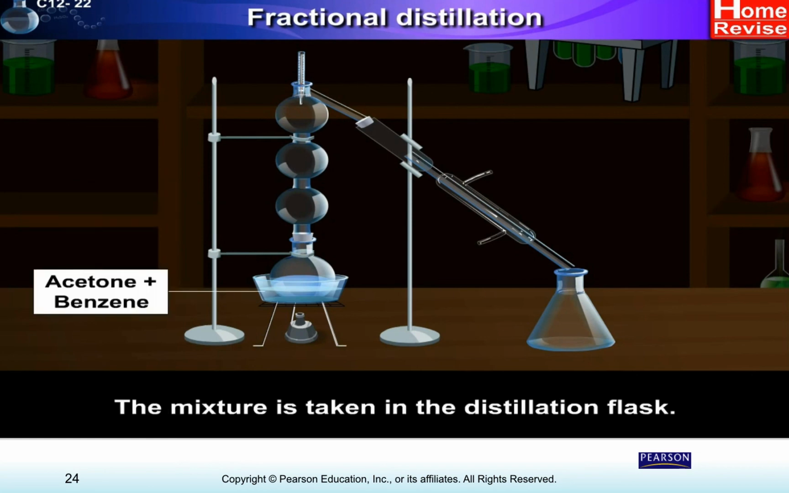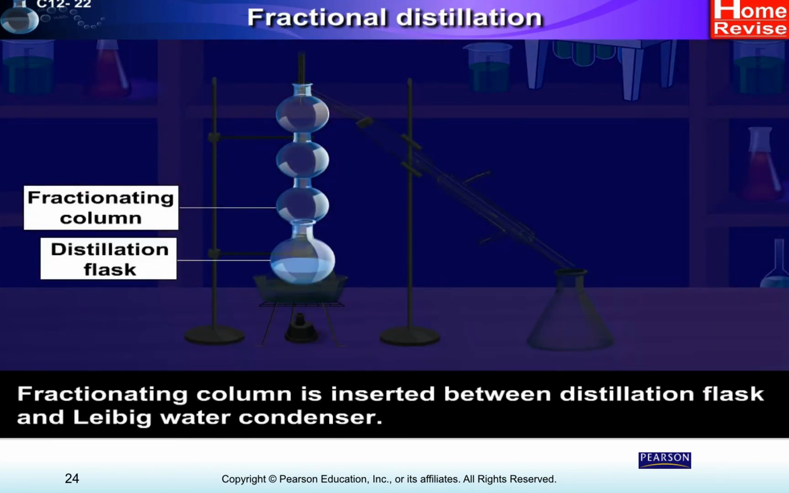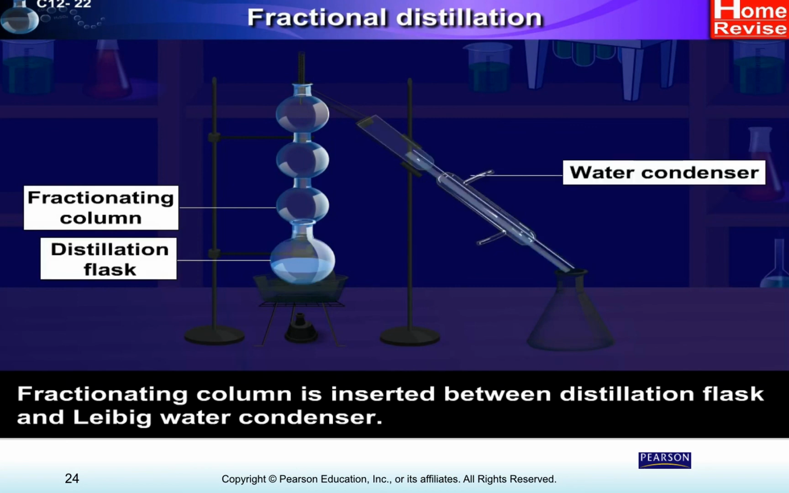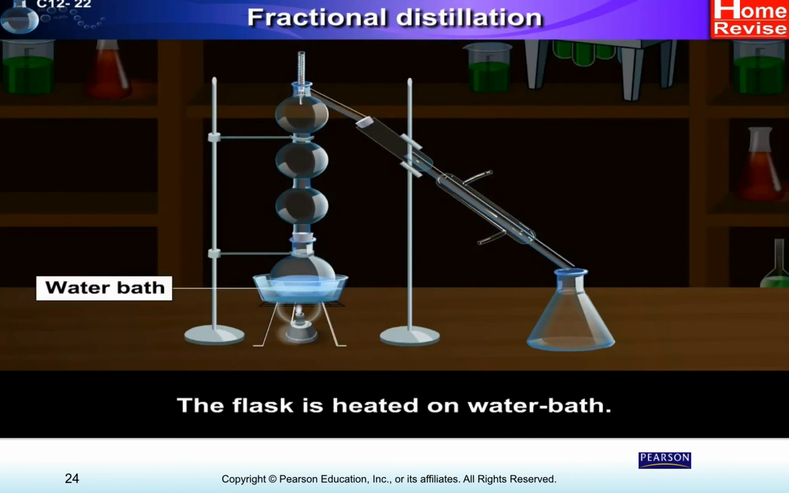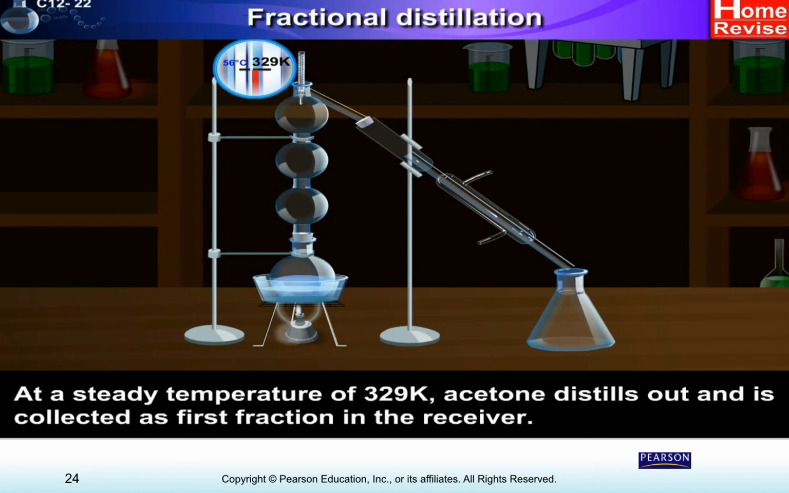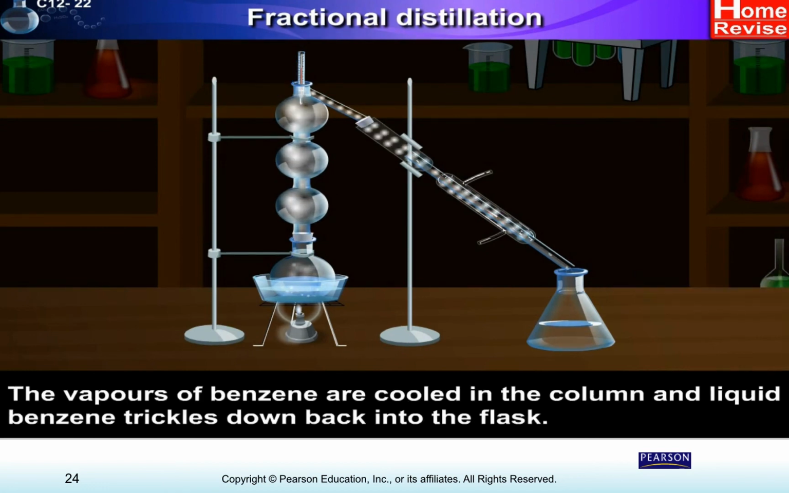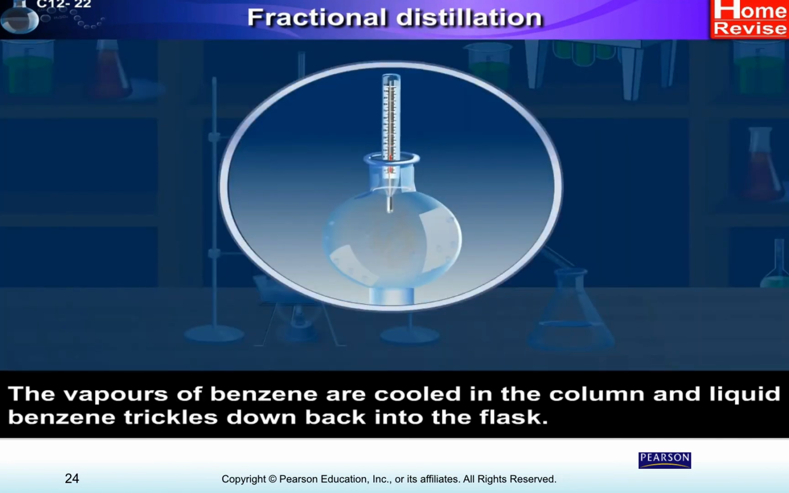The mixture is taken in the distillation flask. A fractionating column is inserted between the distillation flask and the Liebig water condenser. The flask is heated on a water bath. At a steady temperature of 329 Kelvin, acetone distills out and is collected as the first fraction in the receiver. The vapors of benzene are cooled in the column, and liquid benzene trickles down back into the flask.